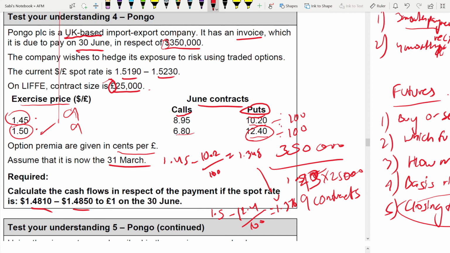This is in dollar. You have to see, this is dollar per pound, that means pound is the base currency. What are we doing with the pounds? This is a dollar payment. We have to buy dollar, so we have to sell pounds. We'll be selling pounds at a lower rate. Even the premium will be at this rate, because premium is also a cost. It's a payment, so payment also will be at this rate.